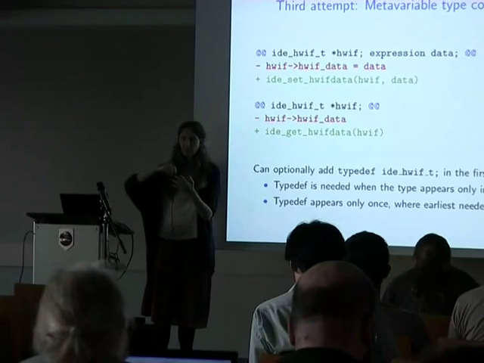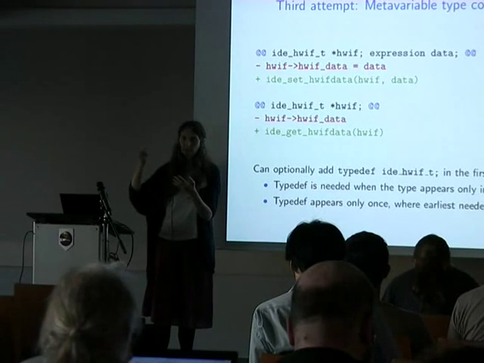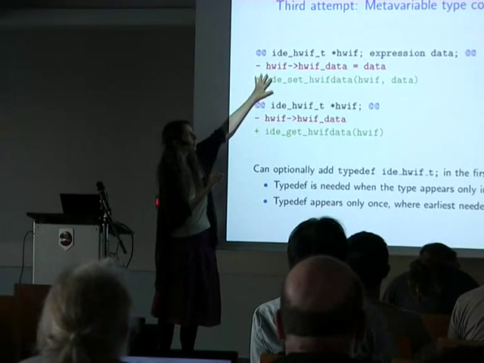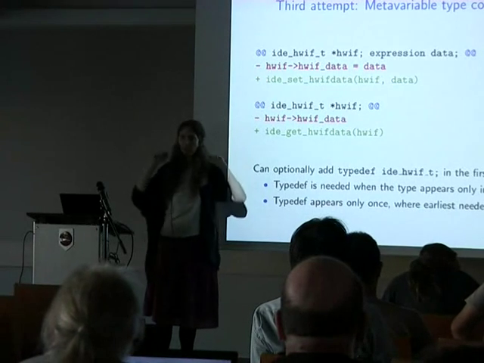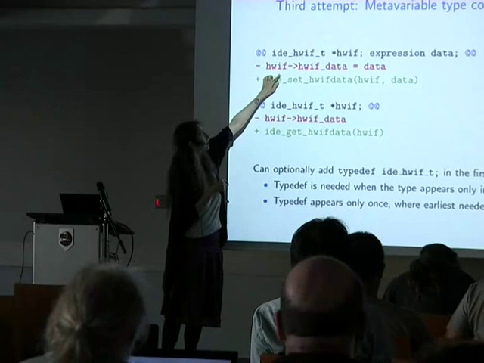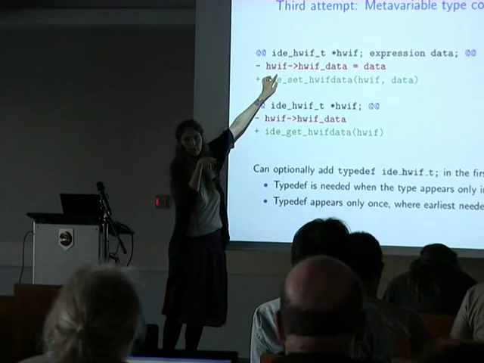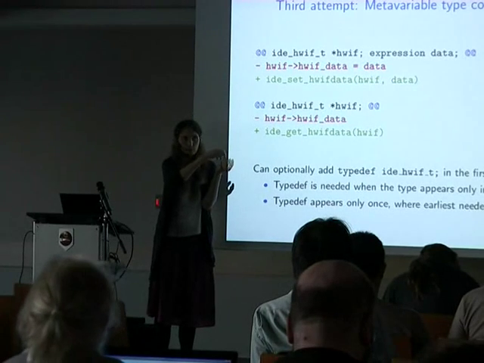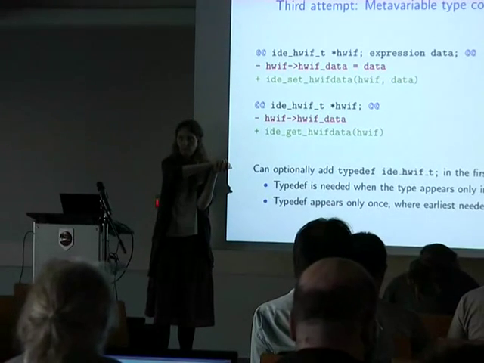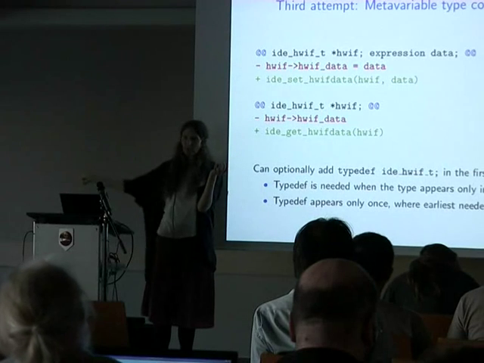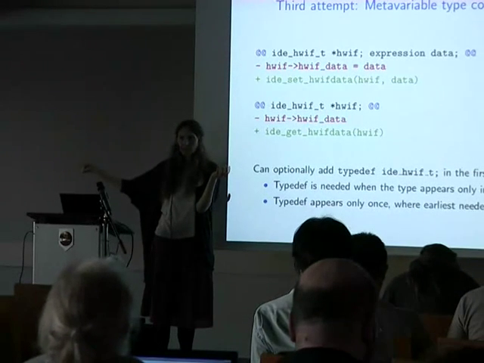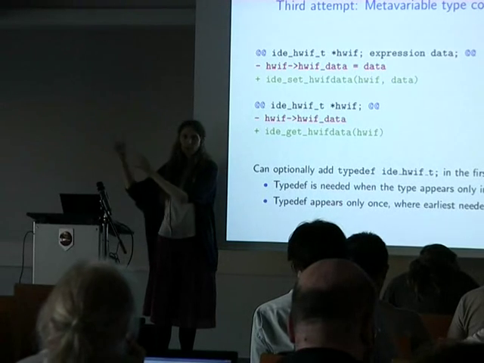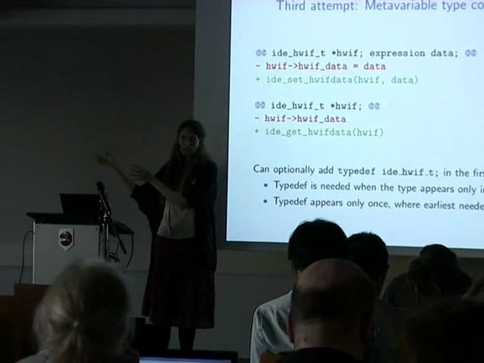Coccinelle has different levels of inclusion of header files. If the type is locally in the function, everything is fine always. If the type is in a header file, maybe this with is not just a local variable, maybe it's A arrow B. You have to find the type of A and then find the type of the B field. So to do that, you find the type of A, that's going to be some structure. You have to find the definition of the structure. The definition of the structure might be in a header file. It might not be obvious to Coccinelle where that header file is.